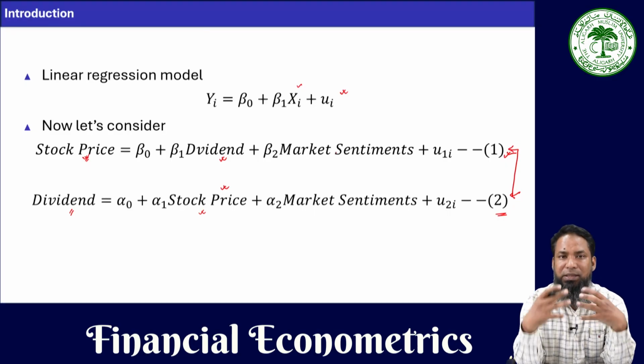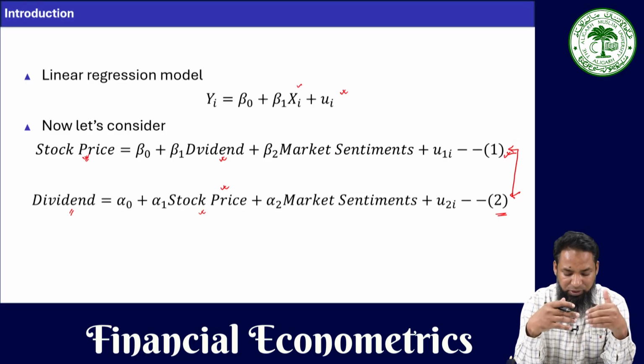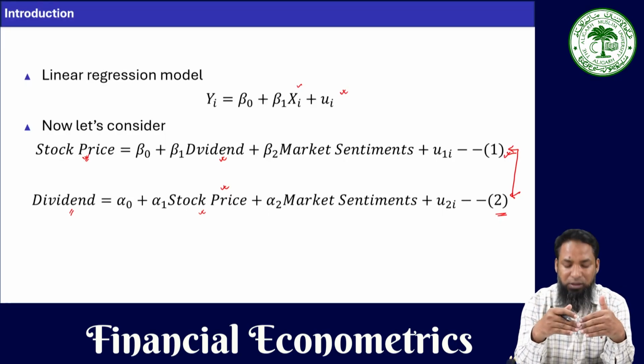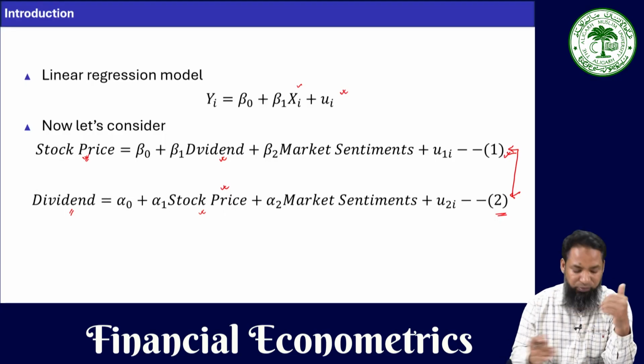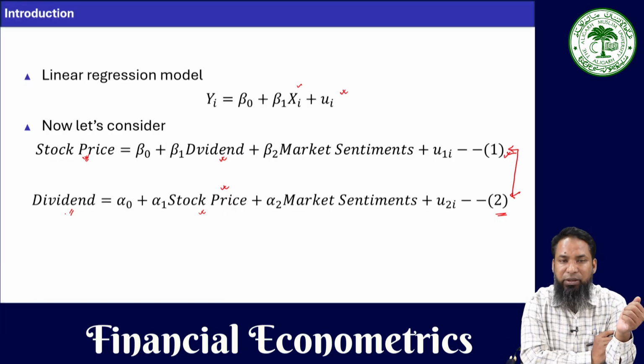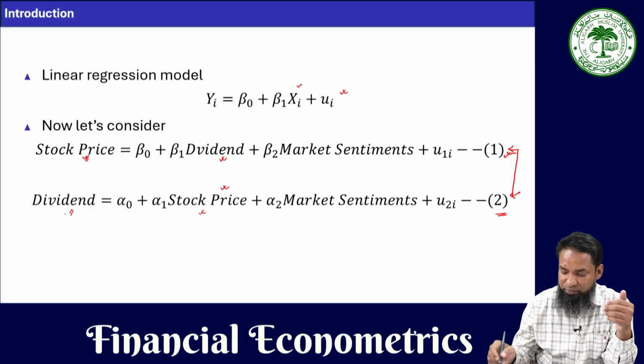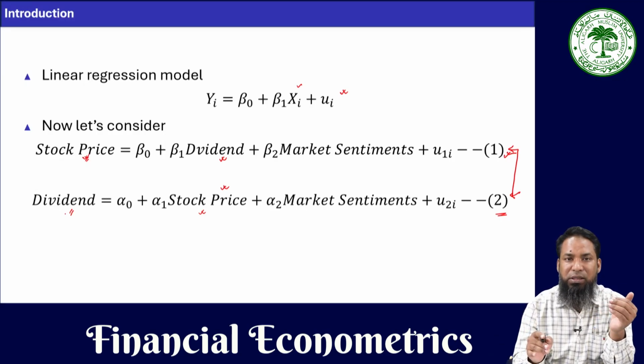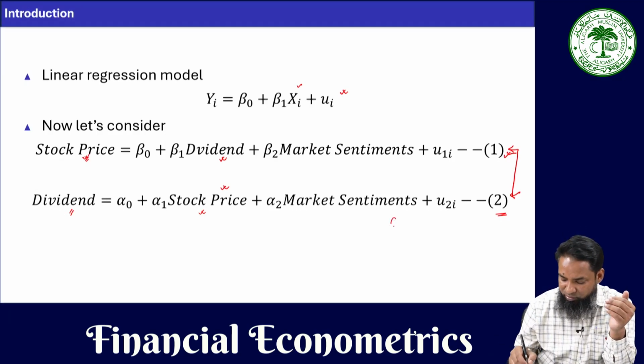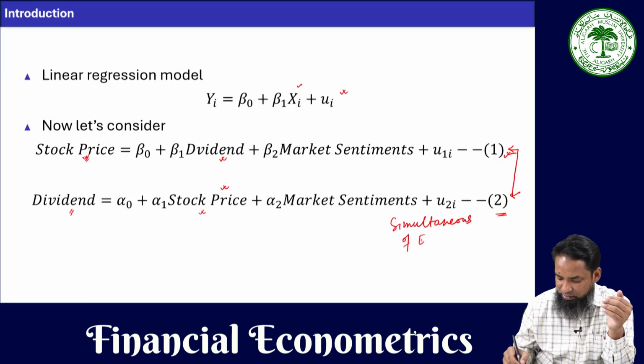So there is some kind of interaction going on between these two equations, and this is forming a system of equations. Here we cannot separate one, because if you separate one, automatically through the other it will have an impact on the dividend. Such a system of equations is known as the simultaneous equations model. So that's what we call this.